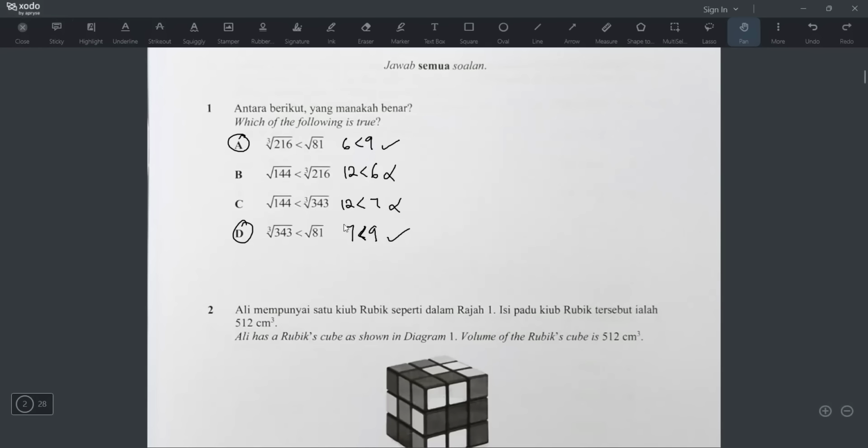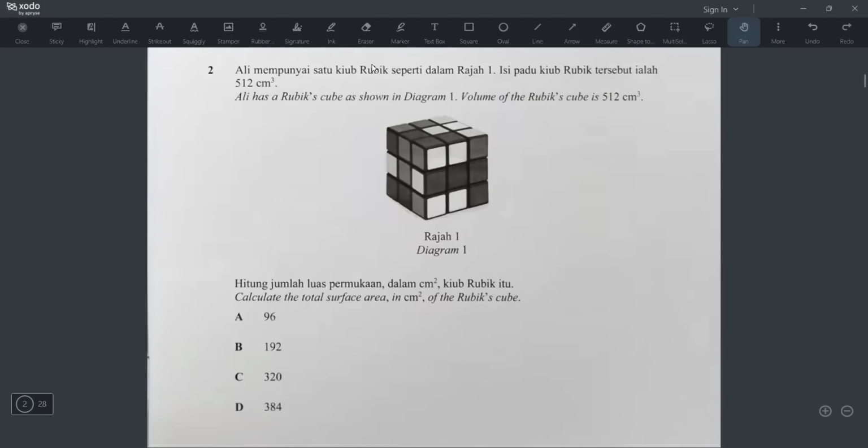So I think there's a mistake here. It should be only one true here, right? But there's two answers that are true. So I think there's two answers here. Okay, because A and D are both true. So yeah, that's two answers for this question. If you look at the scheme also, they write the same thing. Yeah, that's two answers. Okay, so that's all for this.